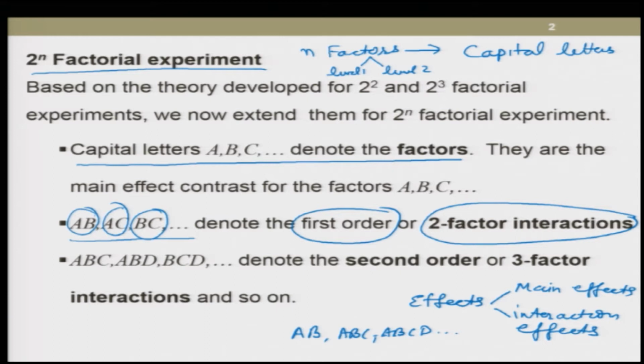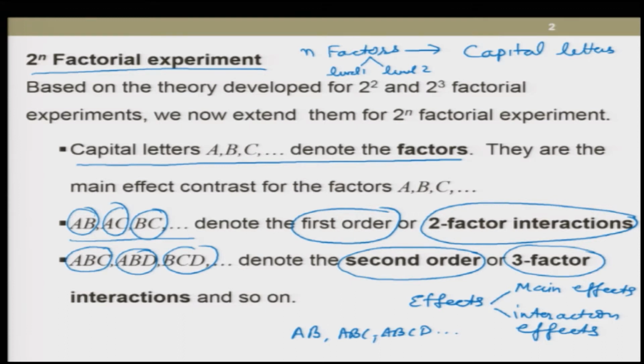Similarly, when we are trying to take 3 letters at a time, like A, B, C, A, B, D, B, C, D, etc., then they are called second order interactions, or alternatively 3 factor interactions. So, this is how we define first order, second order interaction or 2 factor interaction, 3 factor interactions and so on.